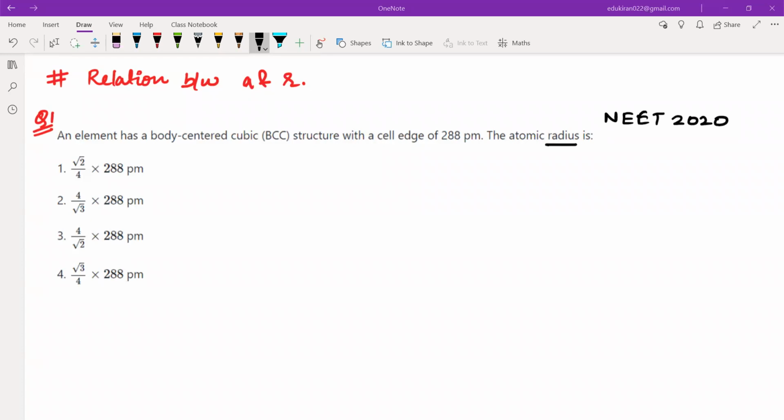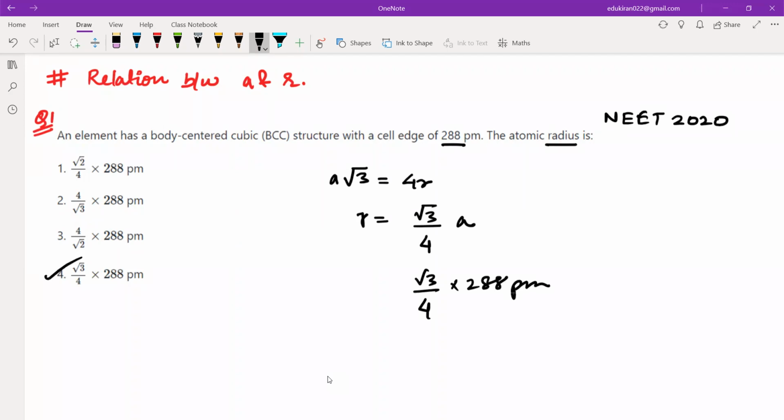So this was very easy, right? An element has body-centered cubic structure with cell edge of 288 picometer, and you have to find the atomic radius. So we know the relationship: a root 3 is equal to 4r. So r will be equal to root 3 by 4 a, and here a is 288 picometer. So option D, okay? I think we don't even need to raise the pen if you remember this formula: a root 3 is equal to 4r.